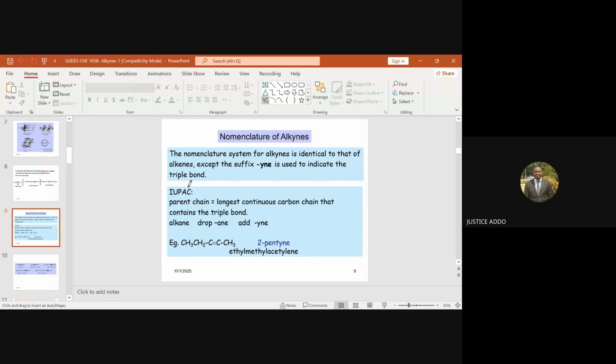Okay, so after you've selected the longest continuous carbon chain containing the triple bond and getting the parent name, like we did for the alkenes, wherever the triple bond is, we need to number the longest chain so that we give the least position to the triple bond. So you check from both sides in terms of the numbering, whether you are numbering from left to right or right to left. In which one of them would the triple bond be given the least number? So that is the second rule.